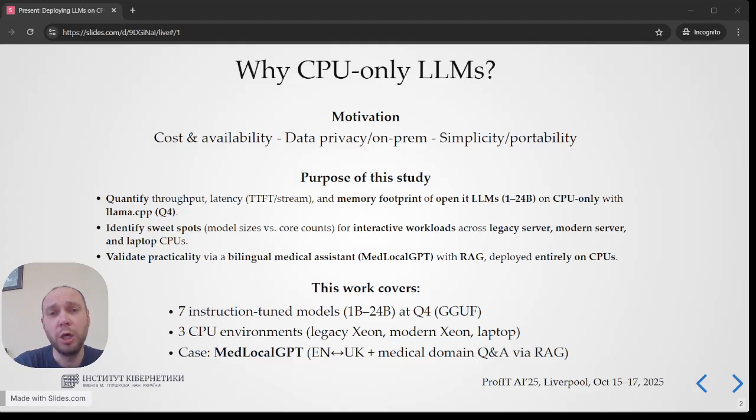and third, to validate practically by developing a bilingual medical assistant called MedLocalGPT that combined English-Ukrainian, Ukrainian-English translation with RAG grounded QA system, retrieval augmented generation QA system, end to end on CPU. Concretely, we evaluate 7 models across 3 CPU environments to demonstrate this assistance that's suitable for clinical knowledge access without GPUs.